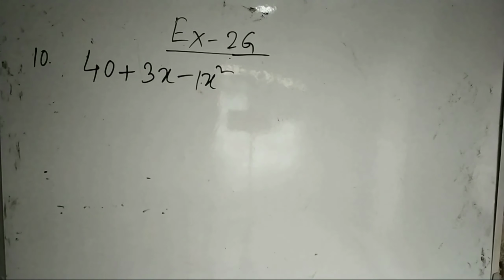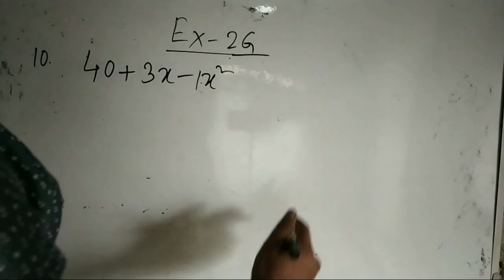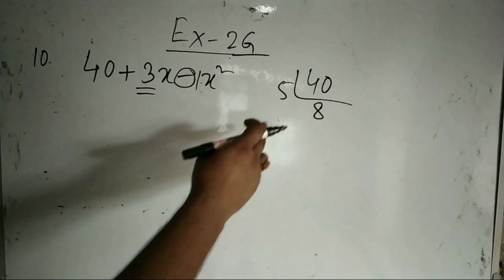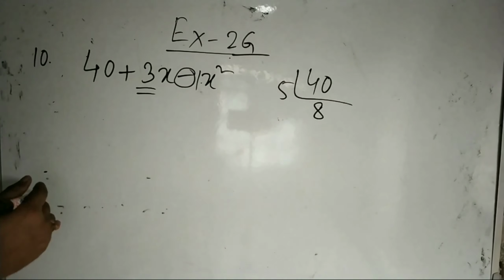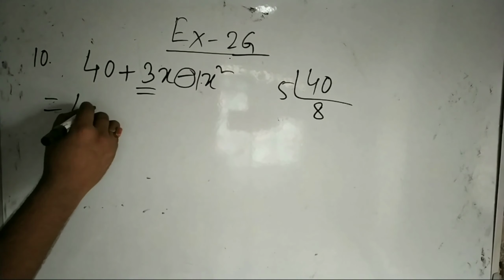Now multiply minus 1 into 40, that is minus 40. We will just factorize 40. Okay, 5, 8. What do you have to make? We have to make 3 by subtraction. Here it is a negative sign. 5 and 8. If we subtract 5 from 8, we will get 3. So you can write it like this.